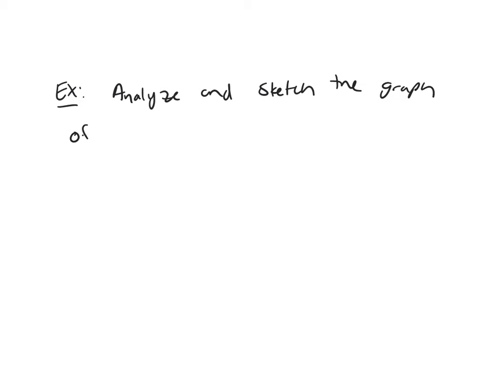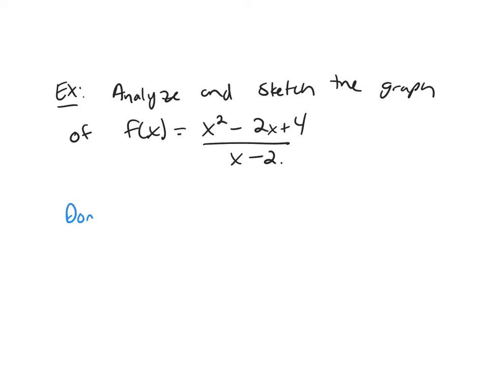So let's look at another one of these examples where we're analyzing and sketching a graph. Analyze and sketch the graph of the function f of x is x squared minus 2x plus 4 over x minus 2. So again, we start by talking about the domain. The only value x can't be is 2, so it's negative infinity to 2, and 2 to infinity would be in the domain in interval notation.